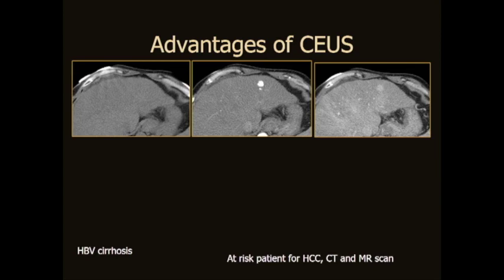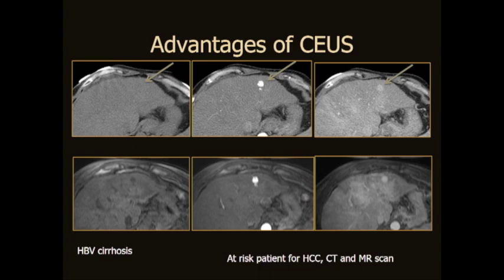So the advantages of CEUS are really exemplified by this other at-risk patient, where, first of all, a CT scan shows a small mass which is hyper-enhancing with no washout on CT. So in an at-risk patient, this remains an indeterminate lesion. And on MR scan, we show the same hyper-enhancing mass with no washout.